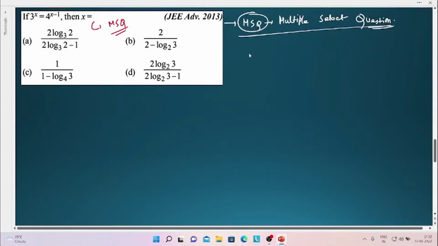So what equation is given in the question? It is 3 to the power x equals 4 to the power x minus 1. So basically we have to take the logarithm. Take the logarithm with base e on both sides, right? On both sides.